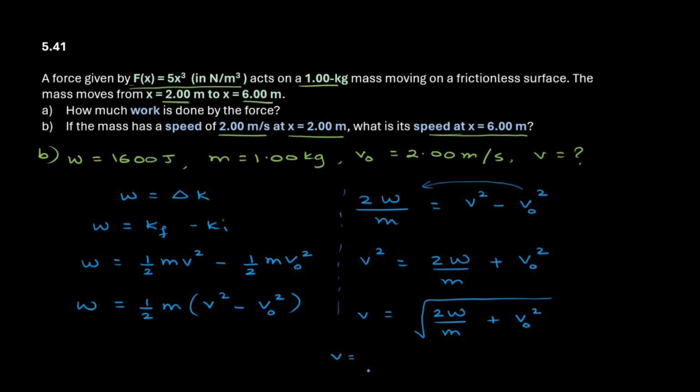Now let's substitute. We get square root of 2 times 1600, which is the work done we found in part A, over the mass m, which is 1, plus v initial, which is 2, squared. And when you solve this, you get the final speed at 6 meter to be equal to 56.6 meter per second.